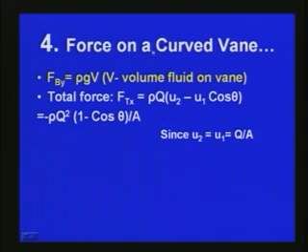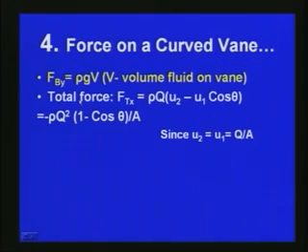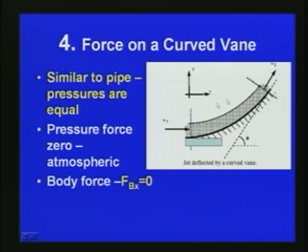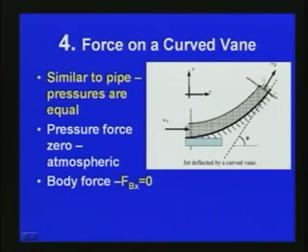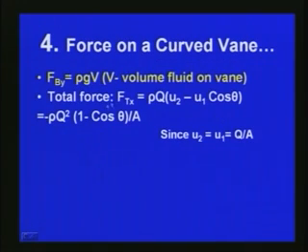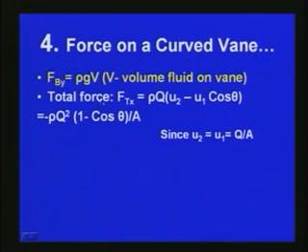Now for the force on a curved vane, you can see that the body force Fbx is equal to 0 in the x direction. We can find the total force with respect to this figure. The total force in the x direction is equal to rho q into u2 minus u1 cos theta. Here u2 is the deflected velocity, and if you consider this as the normal direction, the total force in the x direction is rho q into u2 minus u1 cos theta, where theta is this angle. So the total force in the x direction is equal to minus rho q into u1 minus u2 cos theta.